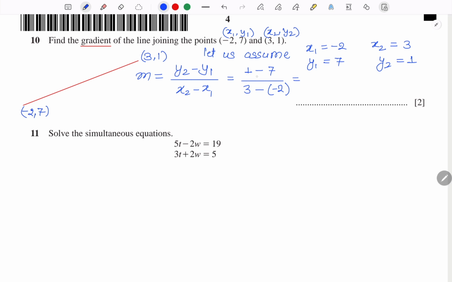So let's subtract this one. 1 minus 7 will give you -6 divided by 3. Minus and minus, two negative signs will give you positive sign, -6 divided by 5. So this is the answer for this particular question. The gradient is -6 divided by 5.